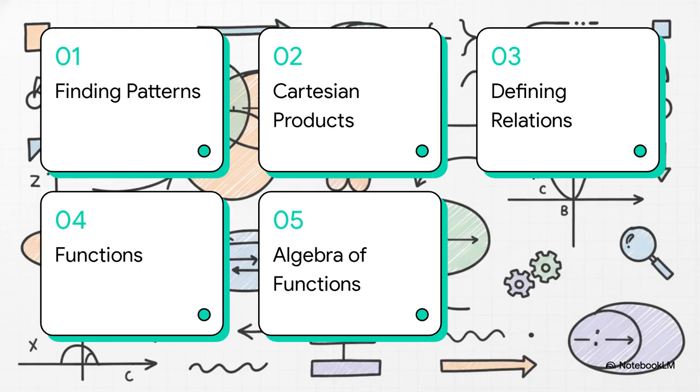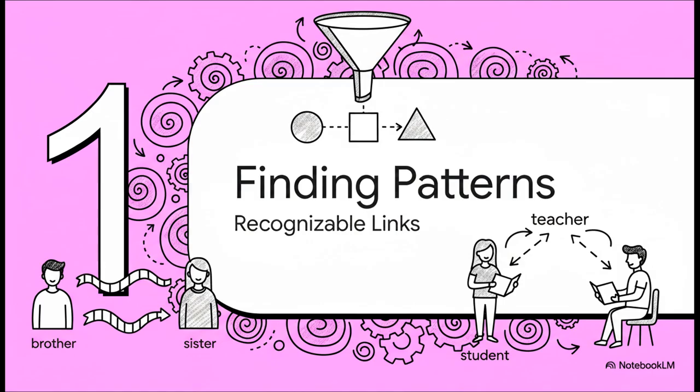To make this chapter super easy to digest, we're using a funnel approach across 5 steps. We've got 1. Finding mathematical patterns. 2. Cartesian products of sets. 3. Defining mathematical relations. 4. Functions, a special relation. And finally, 5. The algebra of real functions. Let's get into it. Step 1.